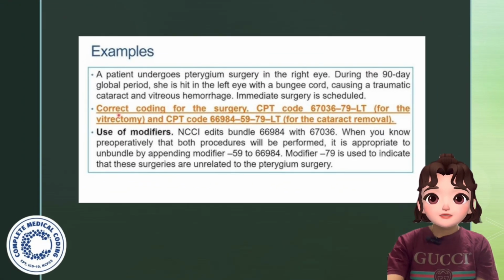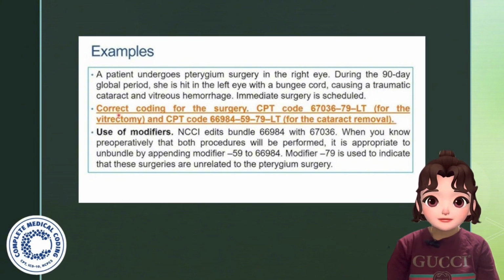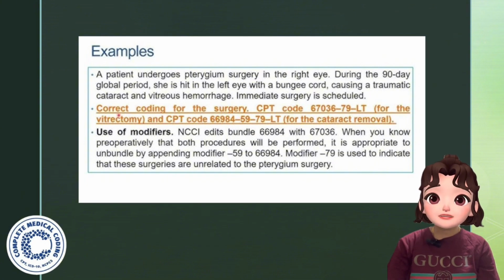Now let's look into some examples. A patient undergoes pterygium surgery in the right eye. During the 90-day global period, she is hit in the left eye with a bungee cord, causing a traumatic cataract and vitreous hemorrhage. Immediate surgery is scheduled. So how will you code this one?